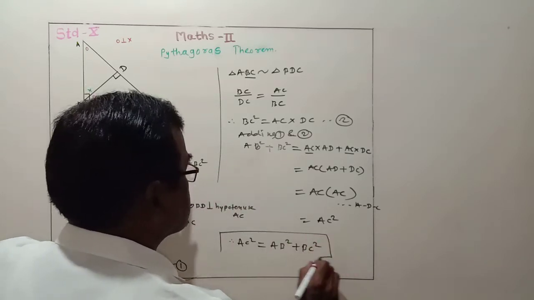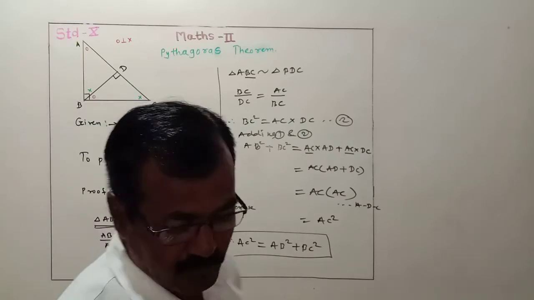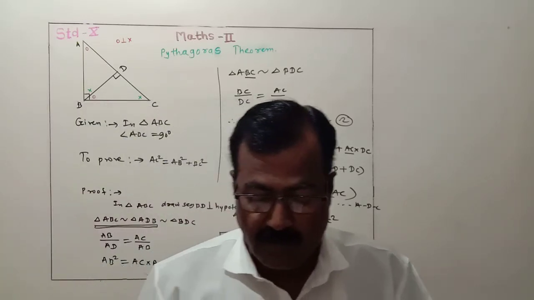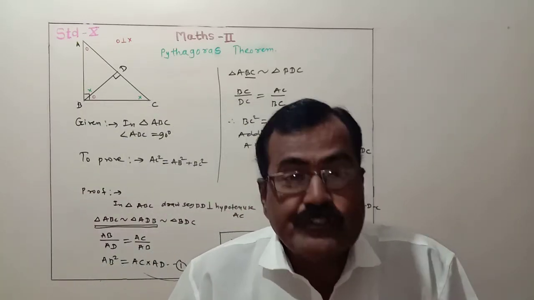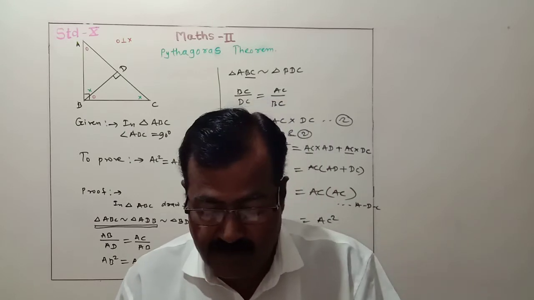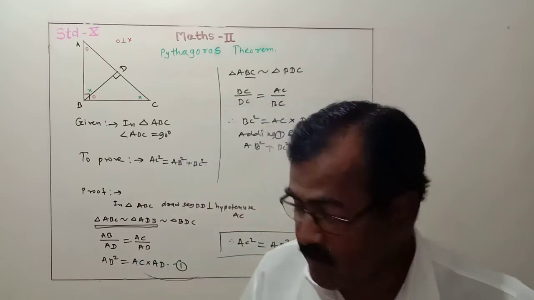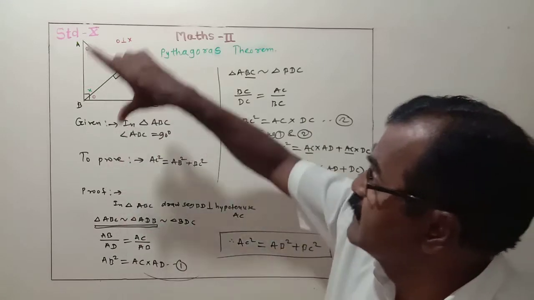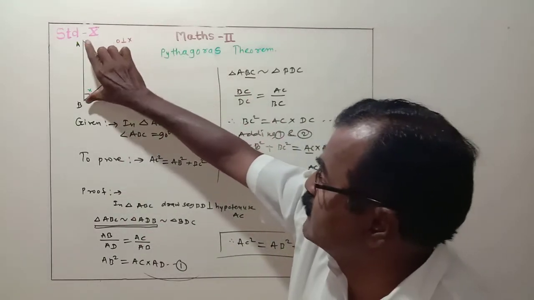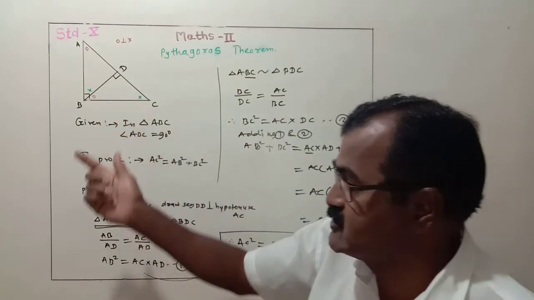This is Pythagoras theorem. In Pythagoras theorem, the square of hypotenuse is equal to the sum of the squares of the remaining two sides. Means AC square is equal to AB square plus BC square.